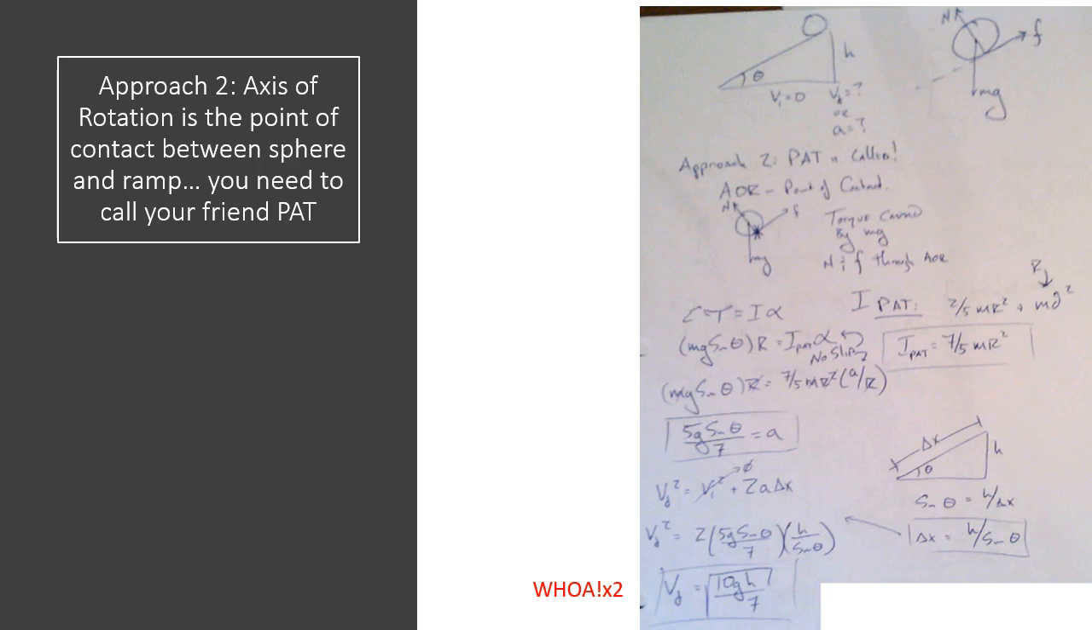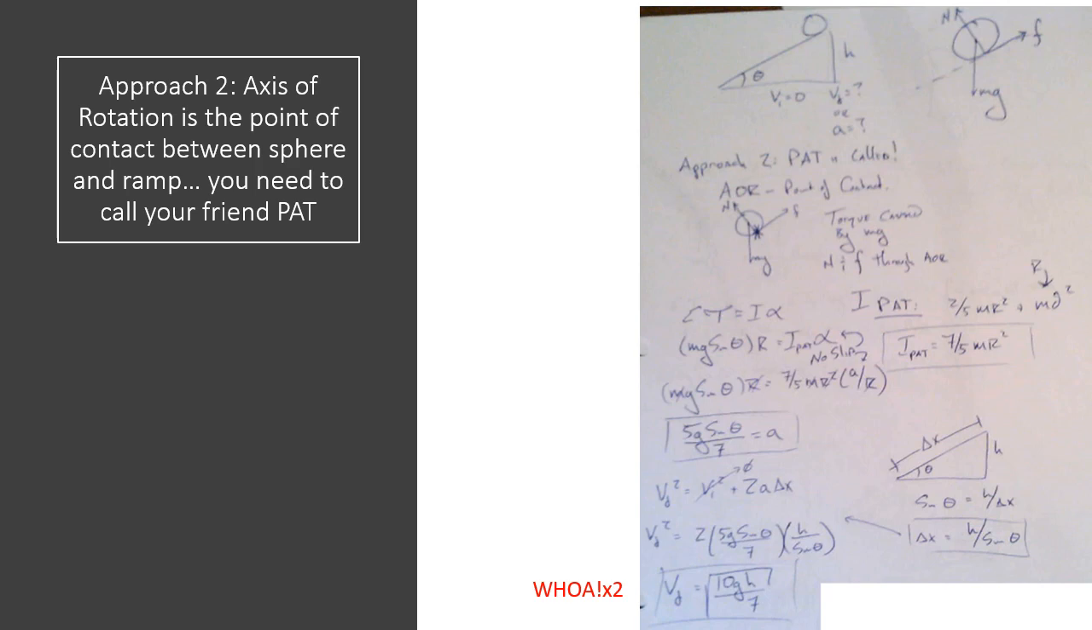All right, in approach 2, we're going to use parallel axis theorem because we're going to assume that the axis of rotation is actually at the point of contact between the sphere and the ramp. So we got to call our friend Pat, right? And so approach 2, we're going to have the same free body diagram, except we're assuming our axis of rotation is at the point of contact.